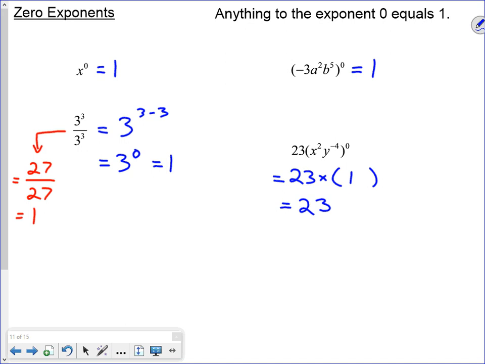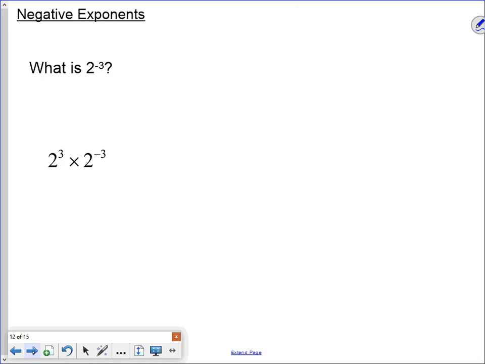Now, negative exponents are a bit trickier. So I just want to show you what it would look like to work with a negative exponent first. I'll give you the answer first, and then we'll explain sort of why it's correct. Okay? So what is 2 to the negative 3? 2 to the negative 3 is actually equal to 1 over 2 to the exponent 3, or 1 over 8.